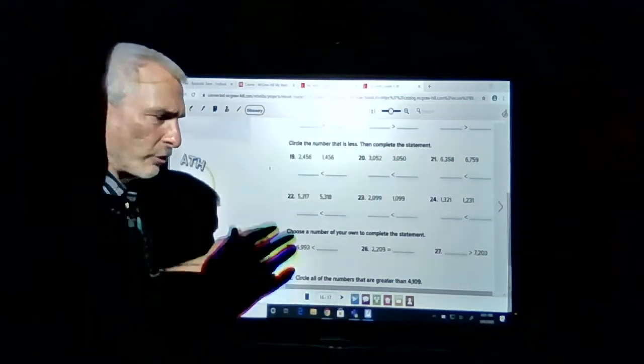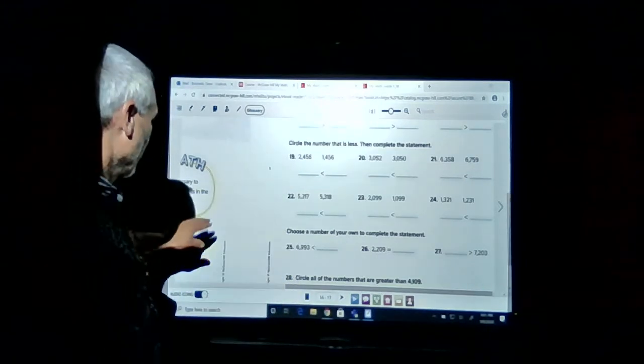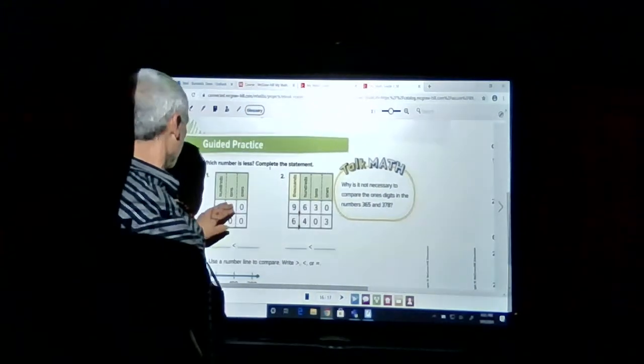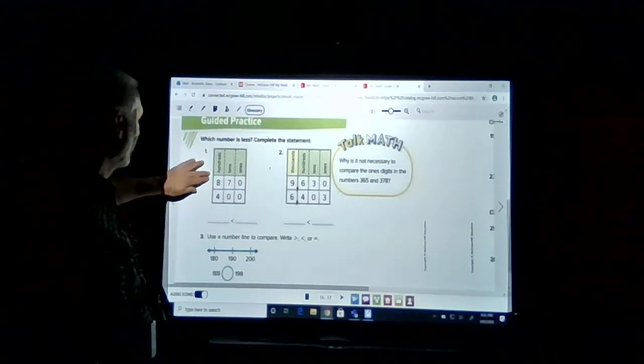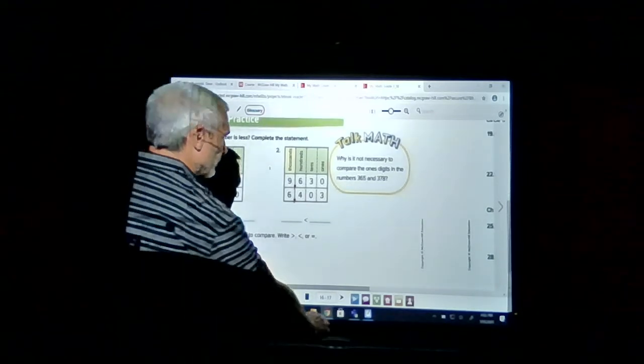Remember, boys and girls, you can push pause and then write your answers and then push play again. So here's some practice page with the charts.